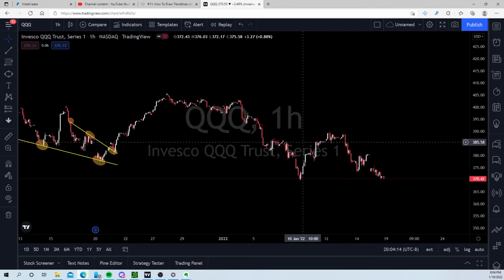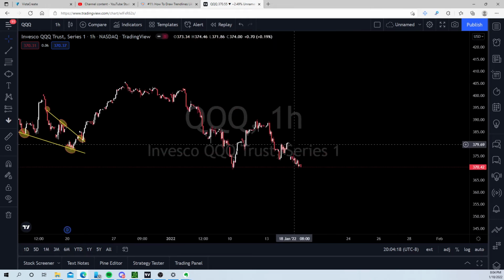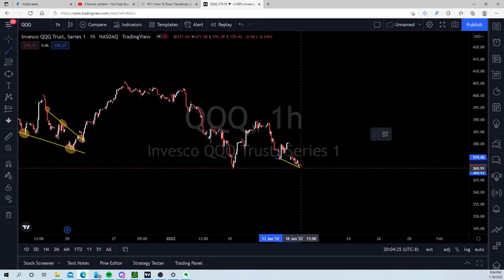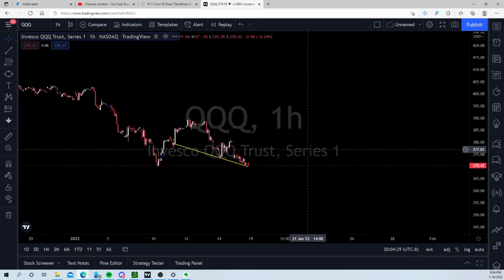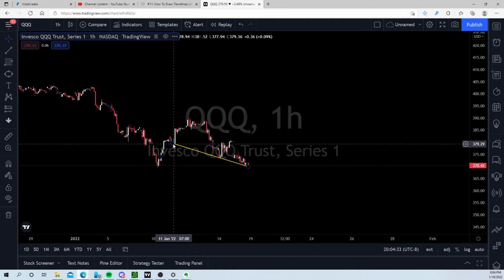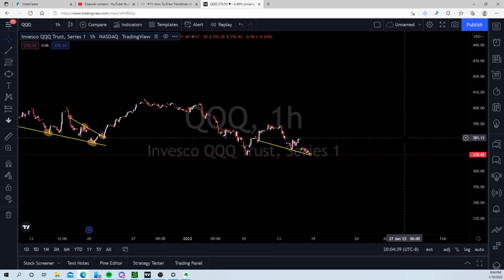Now, look how it looks. This is the 1 hour, and this is how QQQ ended today. Today is January 18. How did it end? Look, touches, closed touches. We're in a downtrend, right? Could it bounce? Maybe. Like I said, we're looking at the bigger time frame now. Well, I am, because we want to see what's gonna happen.